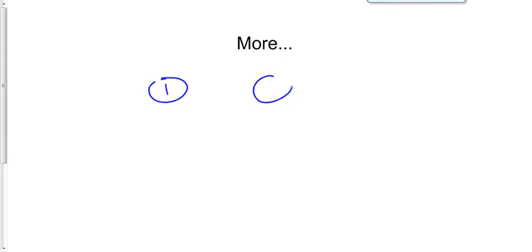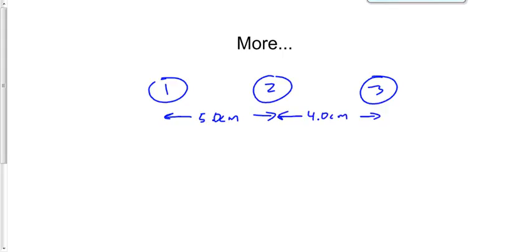Let's see, we've got charge 1, charge 2, and charge 3. Charge 1 and 2 are 5 centimeters apart. Charge 2 and 3 are 4 centimeters apart. Let's say this is minus 5 microcoulombs, this is plus 2 microcoulombs, and this is, let's make it, minus 3 microcoulombs. We want to find the force on charge 2 as a result of charge 1 and charge 3. Both of these guys are applying forces on charge 2. We want to know what the total force is, the net force between those 2 charges acting on charge 2.